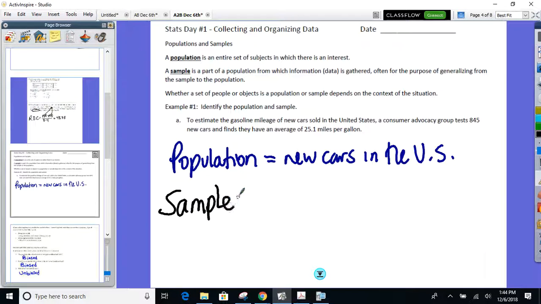So, go ahead. It's the consumers' advocacy group test. How much did they test though? 845. So that's my smaller size. So 845 new cars. What's going on? We all right? Yeah, we're fine. Sample, population.